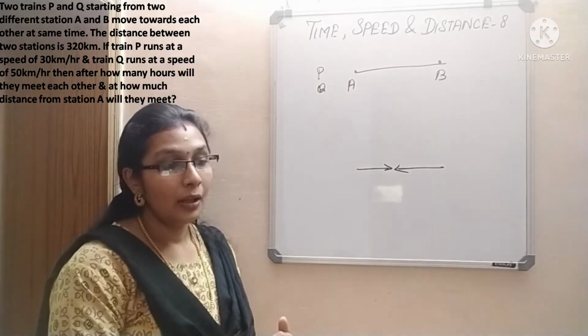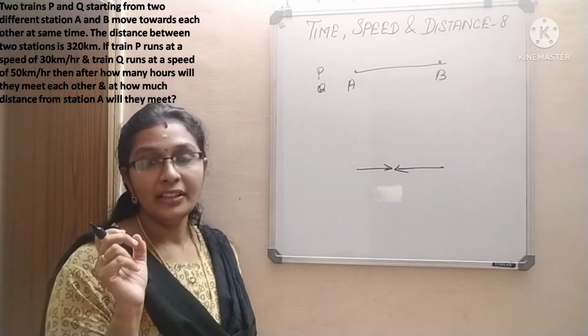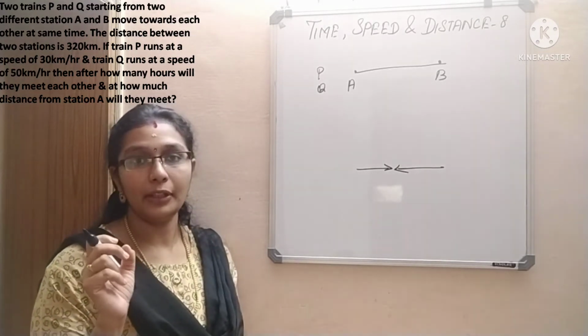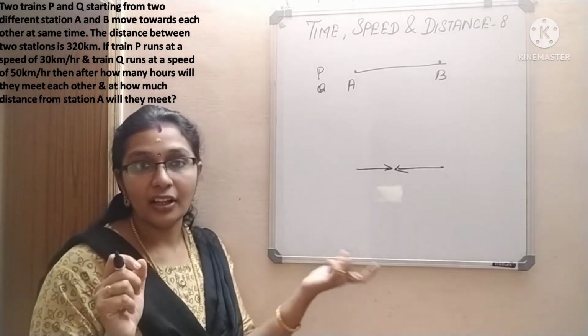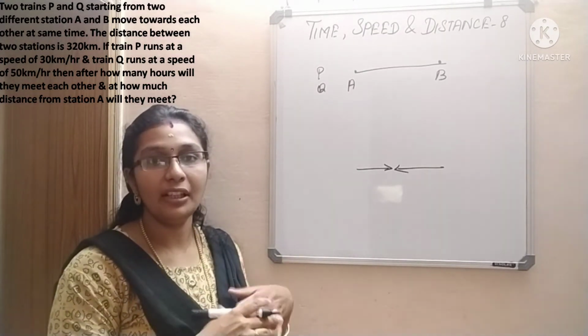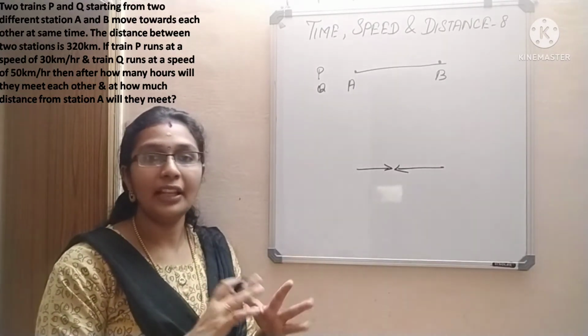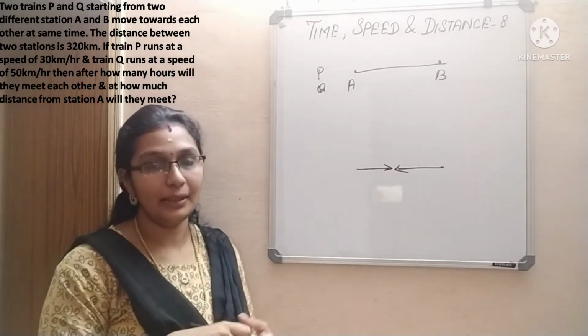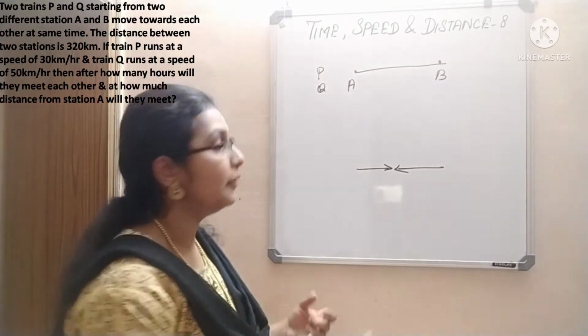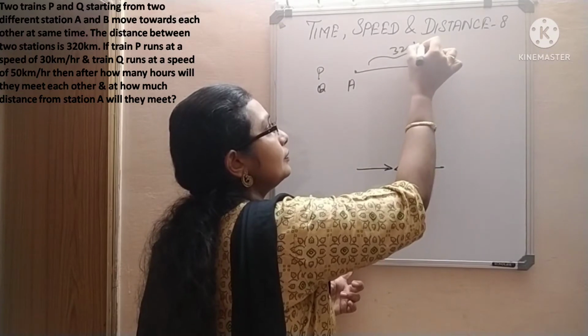Next, move towards each other at the same time. This is the hint that you will have to check very carefully, because if there is a lag in time, we will have to correct that and only then proceed with the solution. So here they are starting at the same time. The distance between the two stations is 320 km.